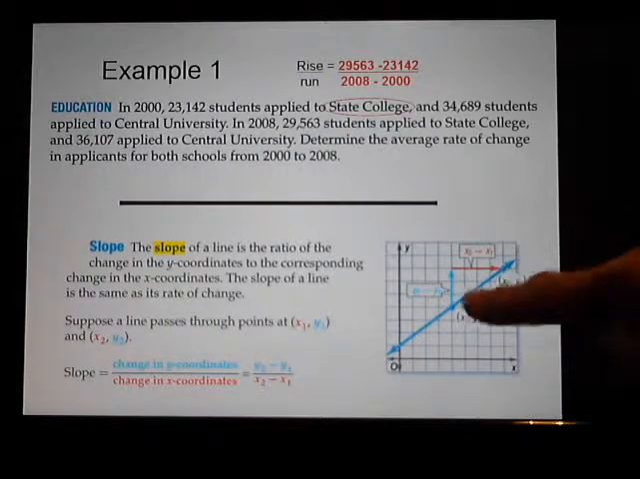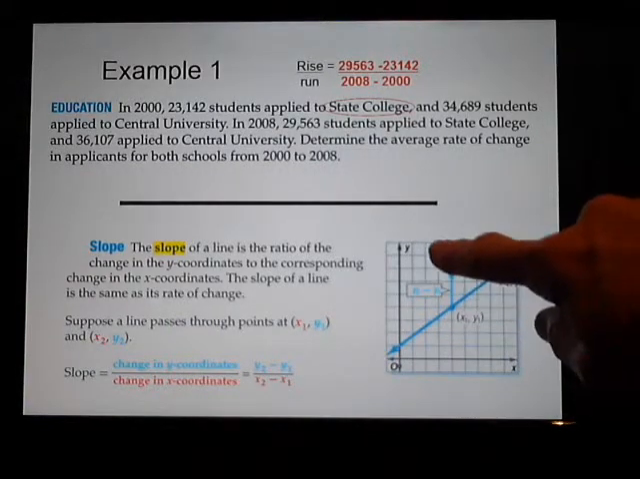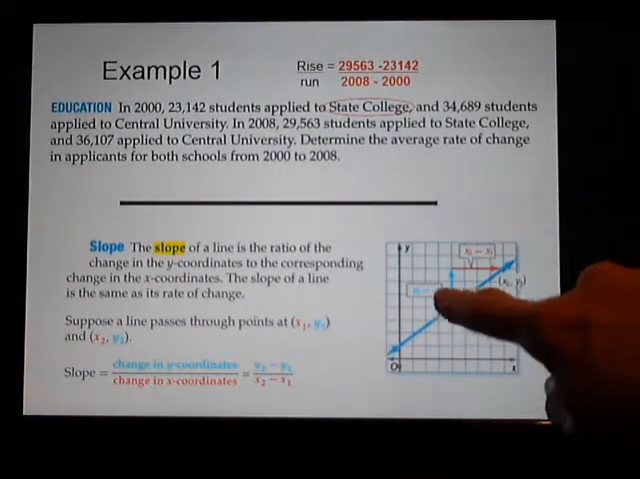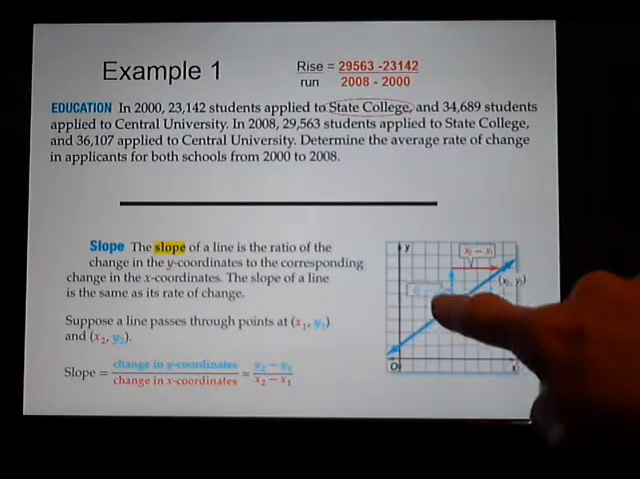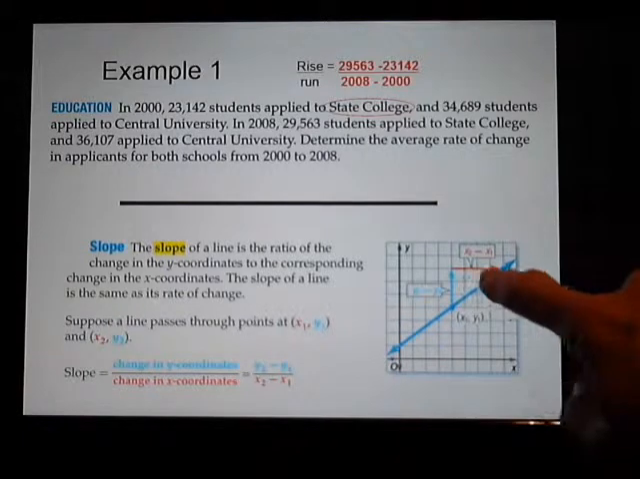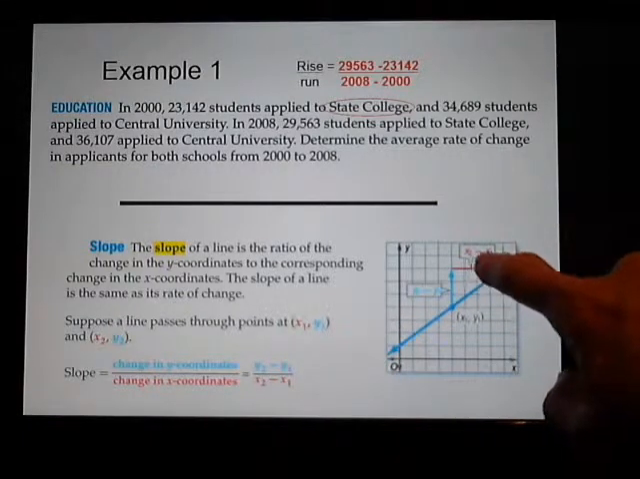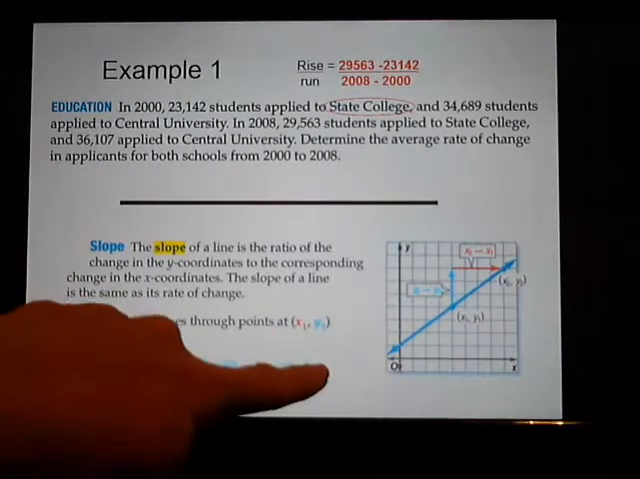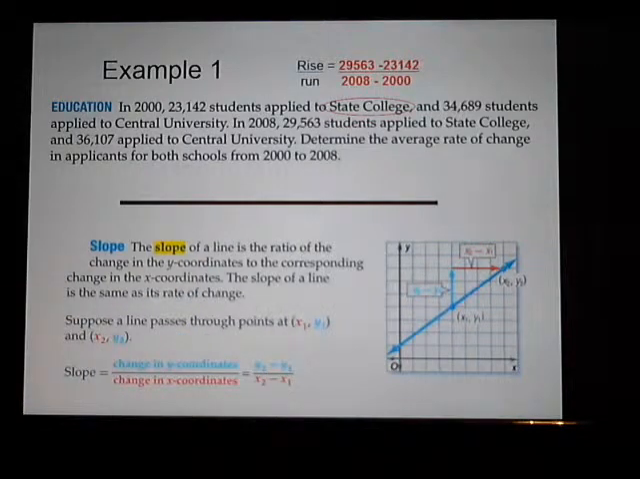And here's the visual way that you can do slope. It is rise over run. So your change in y, which is a difference, which is subtraction, over the change in x, which is subtraction again. And that is how we get our slope formula.